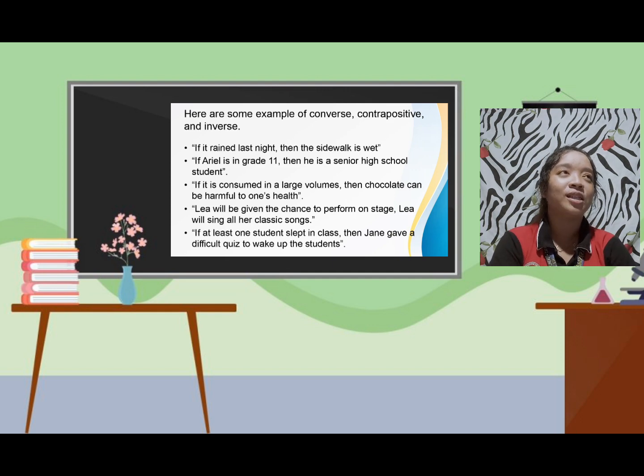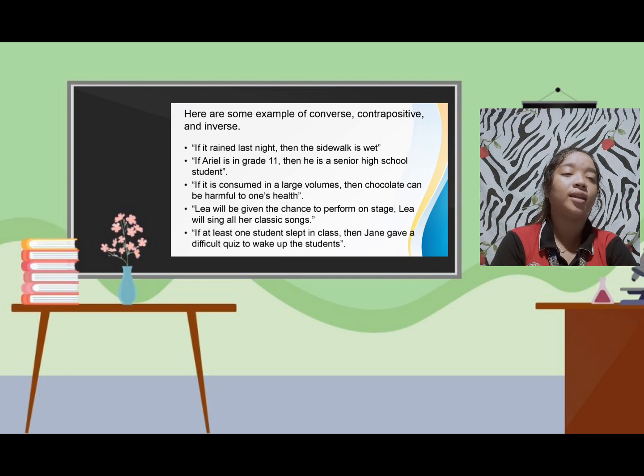And now let's proceed to the inverse of this conditional statement. So for a conditional statement, the inverse of this, you need to find first the negation of P implies the negation of Q. So the inverse of this statement is, if Leah will not be given the chance to perform on stage, then Leah will not sing all her classic songs. Did you get my point?